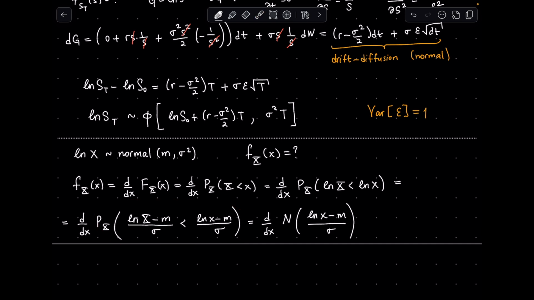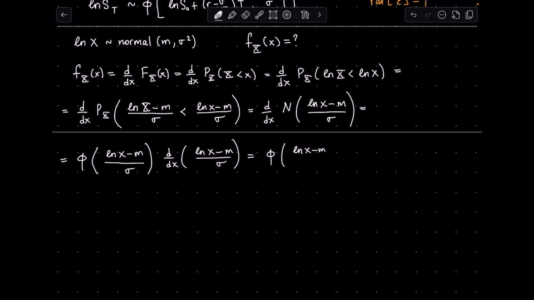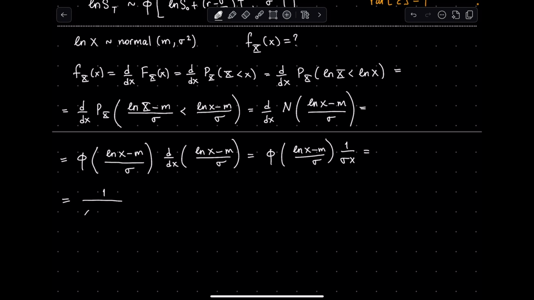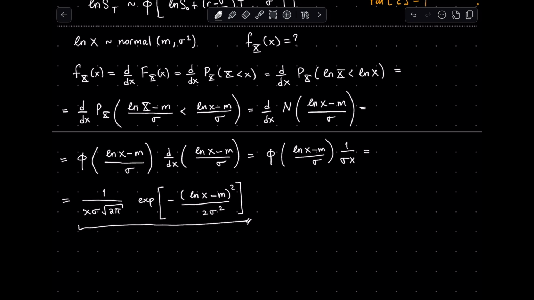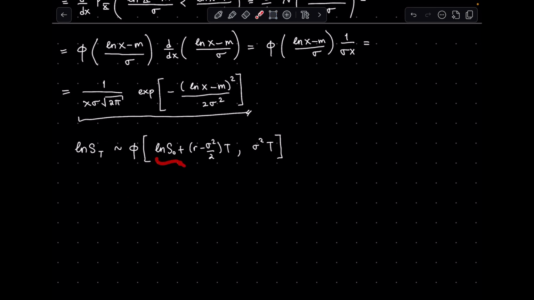Next, we can apply the chain rule here. The derivative of the CDF is the PDF multiplied by the derivative of the argument. And that gives us this expression. So we can take our ln S_T distribution and plug in its values for mean and variance in the above expression.